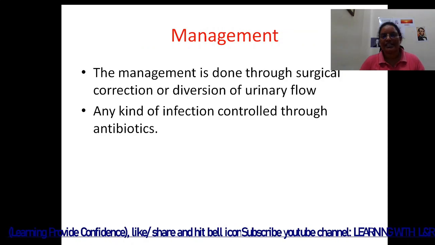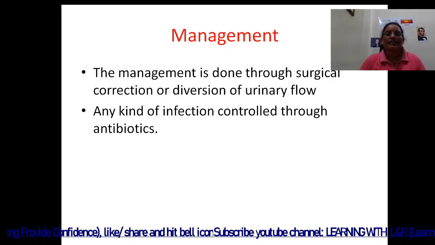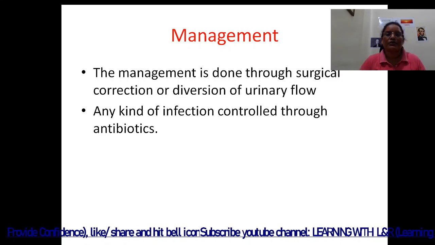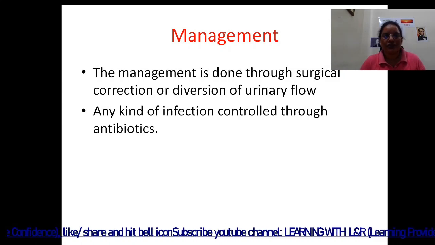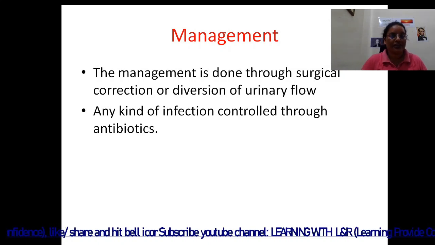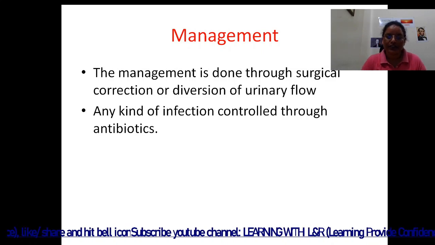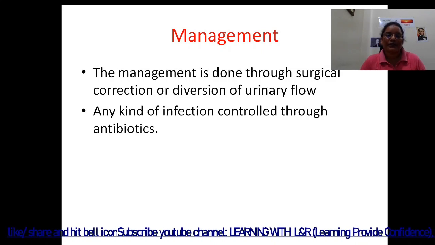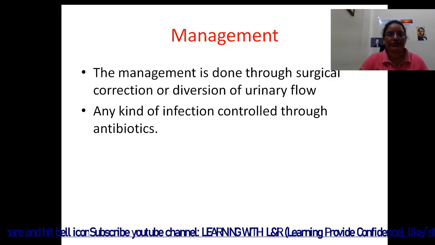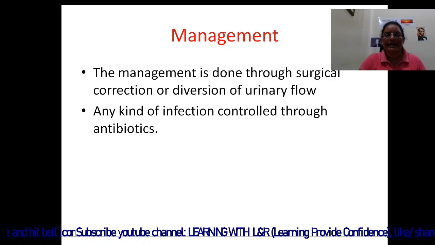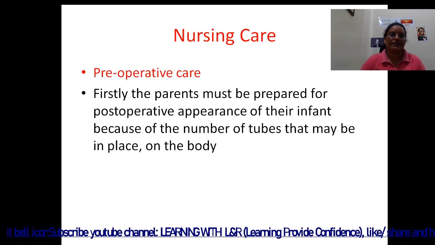Then the next is management. How do we manage this problem, that is obstructive uropathy? The management is done through surgical correction or diversion of urinary flow, and any kind of infection is controlled through antibiotics. If any infection is there after the surgery, then antibiotics are provided to the child so that the infection recovers.